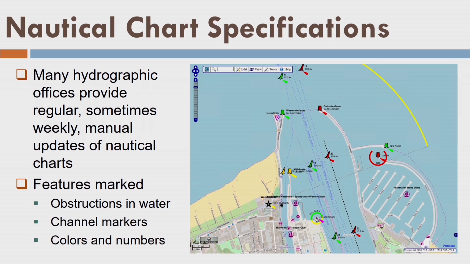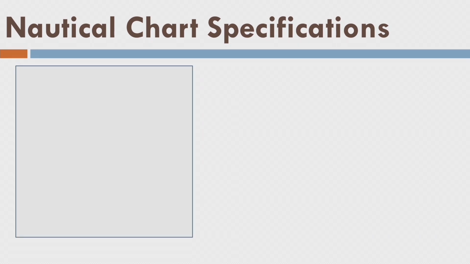We develop the nautical chart. So, what is a nautical chart? A nautical chart specifies obstructions in the water and channel markers, and it uses different colors and numbers. Let us see, this is a nautical chart.